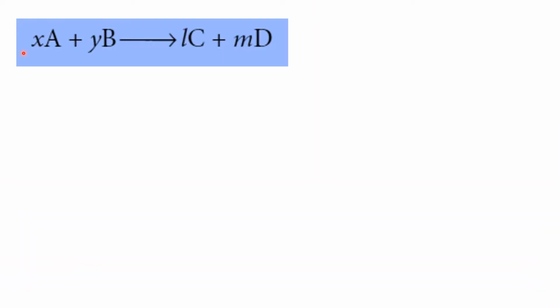Consider a common reaction, x moles of A plus y moles of B react to give l moles of C plus m moles of D. In this reaction, A and B are reactants. C and D are products. During the reaction, the concentration of reactants A and B decreases. At the same time, the concentration of products C and D increases.